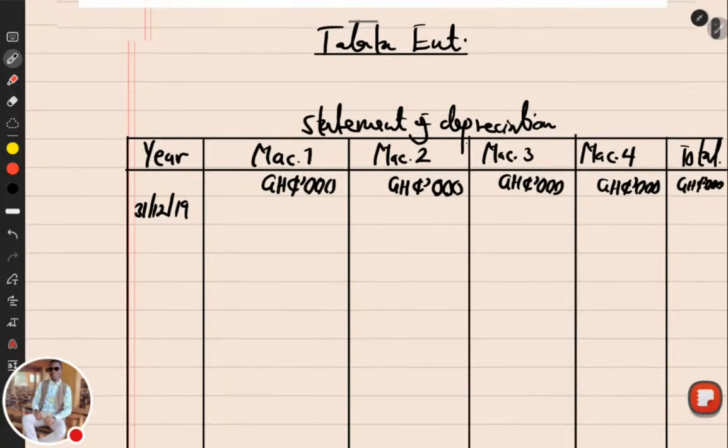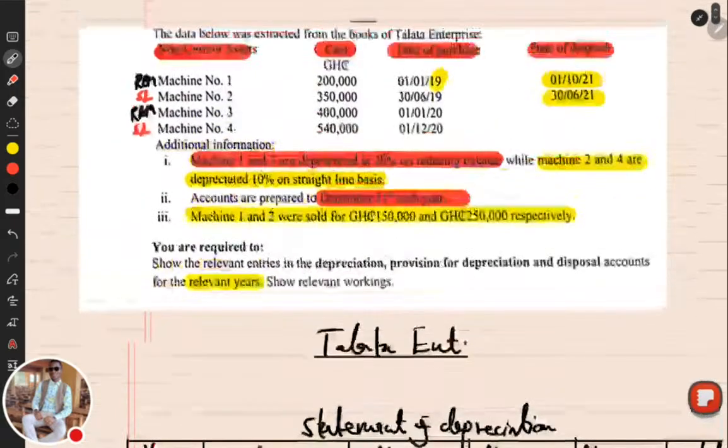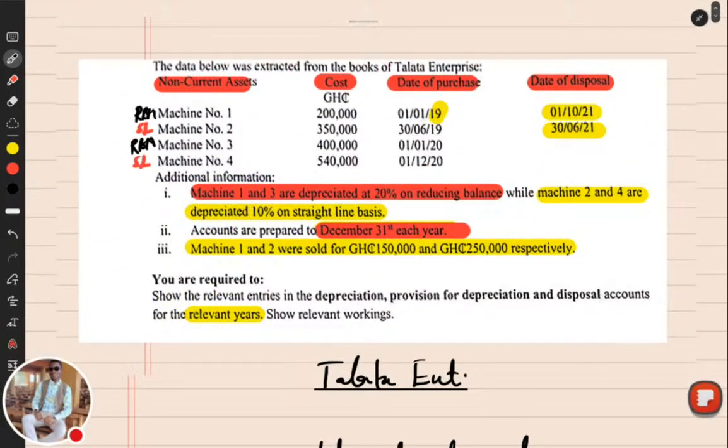All right. So now we start with machine 1, which was bought on 1st January 2019, and the cost is 200,000. Realize that machine 1 is depreciated at the rate of 20% using the reducing balance method. But because it was bought on 1st January 2019, where we don't have any previous accumulated depreciation, because that was the year it was bought, that means it is fresh in the system. It hasn't been used, so there's no need. We don't have any depreciation for that machine, right?